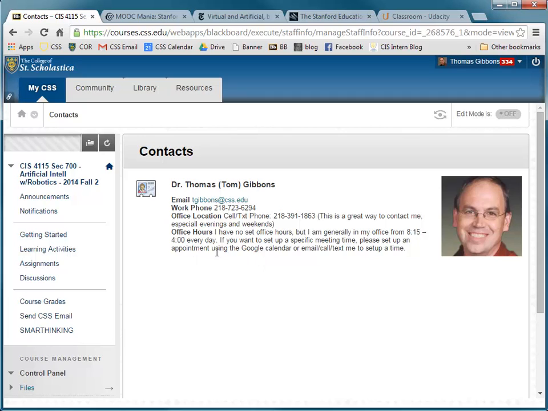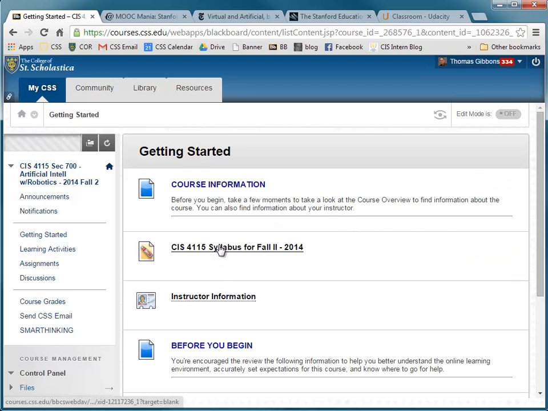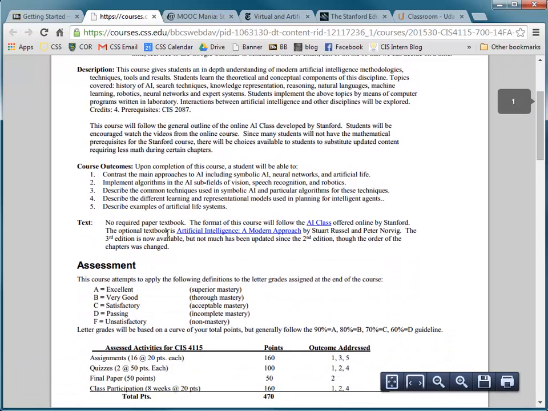You may have a separate course instructor who will be working you through the course and grading your materials. So you may see another instructor listed in the contact information. You might want to look at the syllabus. It gives you lots of information about the course outcomes.